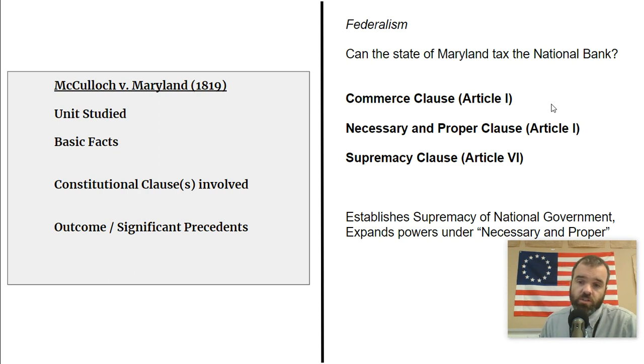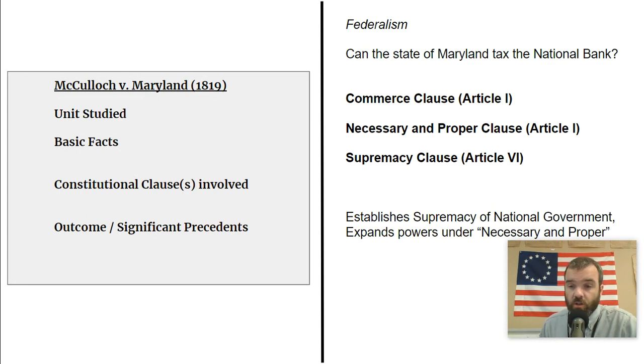Basically, what the Supreme Court said was, first of all, if Maryland is going to argue that the United States doesn't have the authority to create a national bank, then their argument is invalid. Even though the Constitution doesn't explicitly list that Congress has the authority to create a national bank, it is an implied power according to the Supreme Court under the Necessary and Proper Clause. If Congress has the power to regulate commerce, which they do under Article 1, then one can imply that it is also necessary and proper for them to create a national bank in order to help them do that.